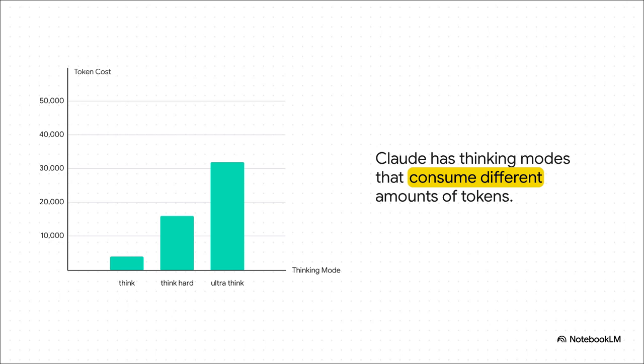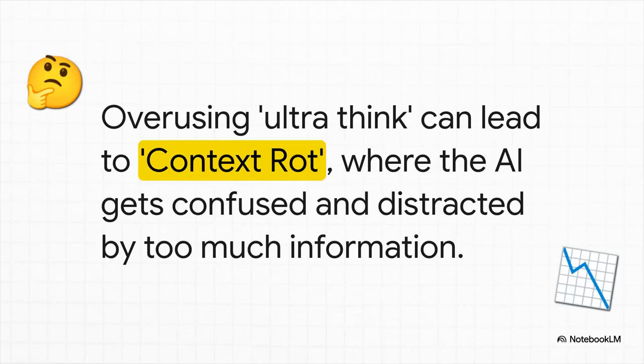A simple think uses about 4,000, while ultra think can burn through over 32,000. The temptation, of course, is to just crank it up to ultra think all the time, right? Go big or go home. Well, that's actually a huge trap, because cranking it to ultra think on every single prompt leads to this problem the experts call context rot. You're basically throwing so much information into the AI's short-term memory that it starts getting confused, it gets distracted, and it loses sight of what you actually wanted it to do in the first place.